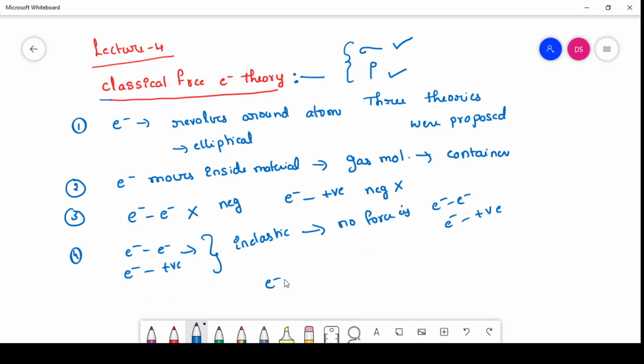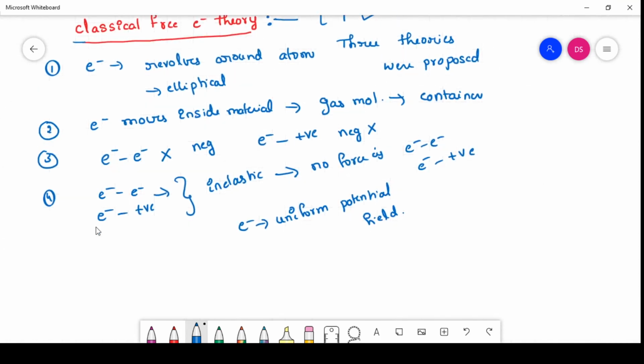That means these electrons are moving in a uniform potential field. These are the main assumptions, and one more assumption they have taken is that this classical free electron theory obeys the kinetic theory of gases. That means when the electrons are moving inside the material, they are moving like gas molecules in a container, and the energy of these electrons is considered as 3/2 kBT.